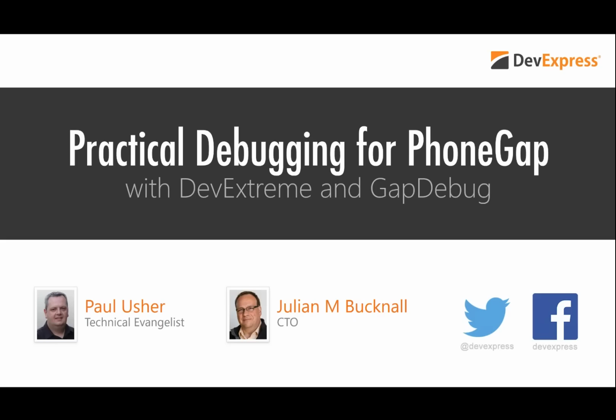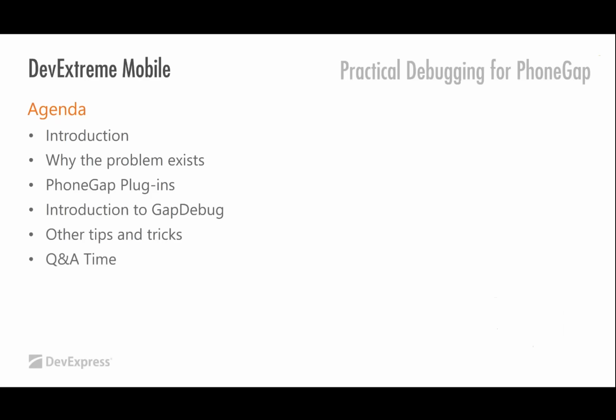So today's going to be a little different because we're going to be talking about a side effect caused by mobile development, in particular hybrid apps using PhoneGap and DevExtreme. Before I get started, I want to talk a little bit about some questions that come up about PhoneGap and Cordova. Before I jump into that, we're going to have a quick intro. We'll talk about why the problem exists and then the PhoneGap plugin ecosystem. I'm then going to step you through some GapDebug issues, and Julian's going to talk about some tips and tricks on JavaScript debugging.